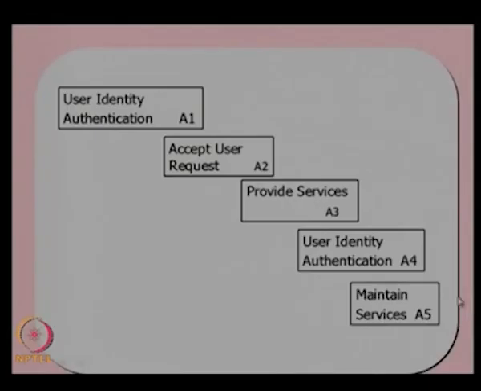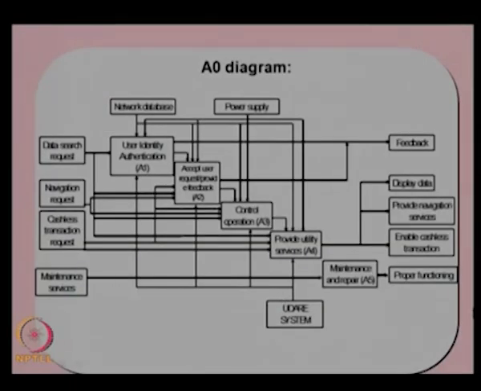So, you can see here the main function, provide UDARE services, can actually be decomposed into 4 sub functions of the main function: user identity authentication, accept user request, provide services and maintain services. So, these are the main 4 functions. Now, if you write the A0 diagram here, user identity authentication is A1, then accept user request, provide feedback, control operation, provide utility services and maintenance and repair. These are the 5 functions which can be obtained from the A0 diagram.